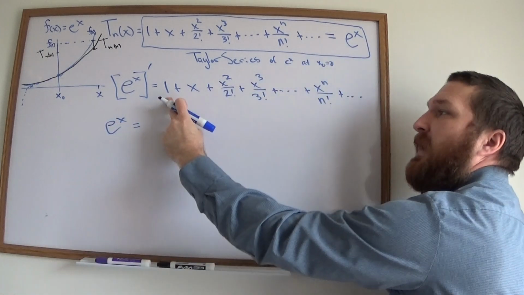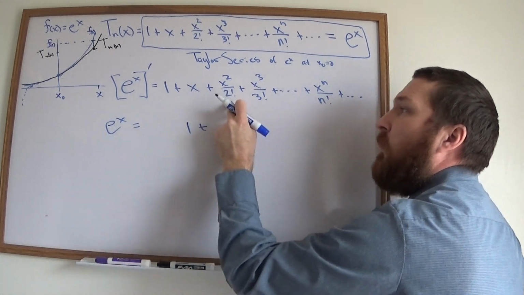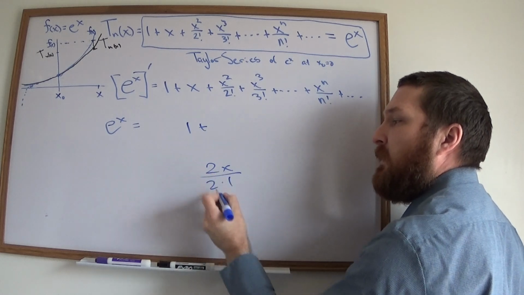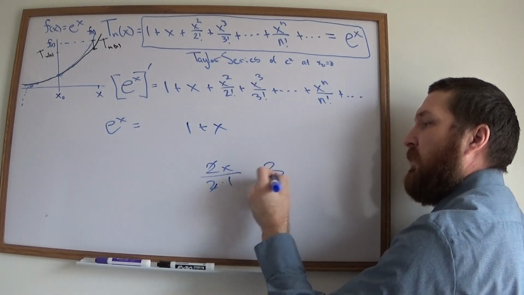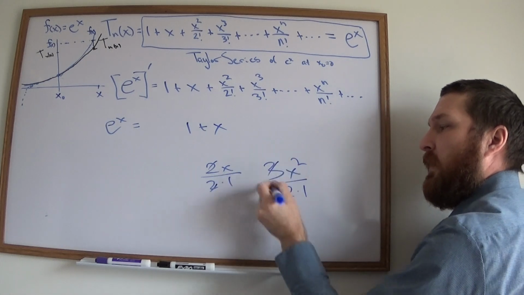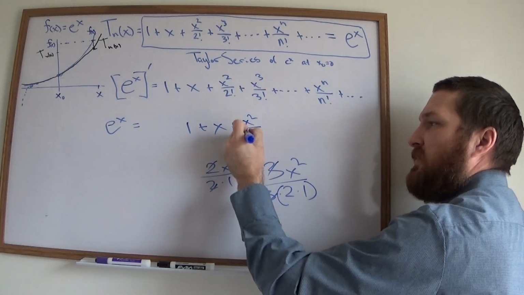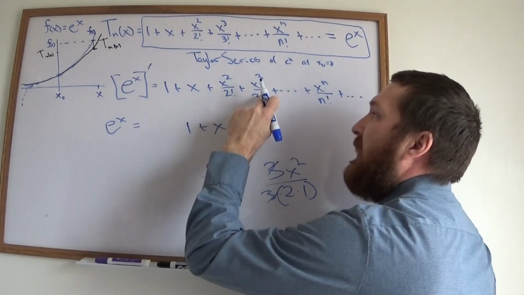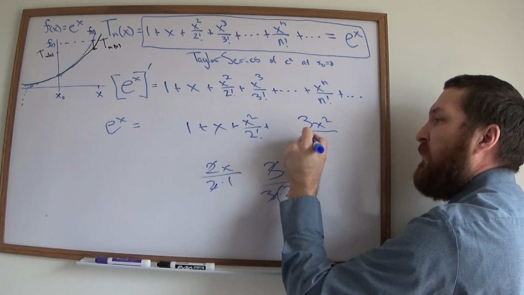Now, take the derivative of this side. What happens to 1? It's gone. Take the derivative of x, and what do you get? 1. Now I take the derivative of x squared over 2 factorial: the 2 comes down, 2 times x over 2 times 1, so just x. Now the derivative of x cubed over 3 factorial: the 3 comes down, we get x squared, and that's over 2 factorial.